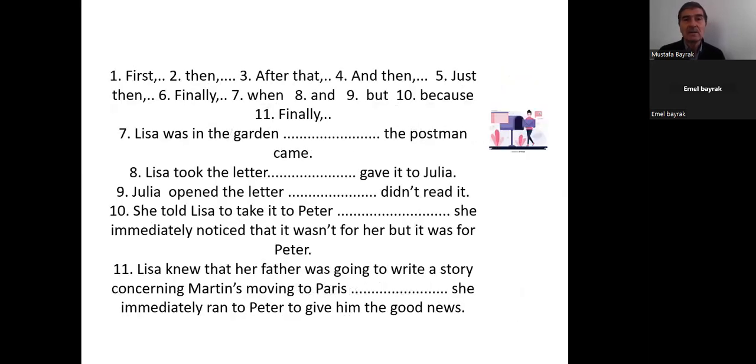Lisa was in the garden when the postman came. Lisa took the letter and gave it to Julia. Julia opened the letter but didn't read it. She told Lisa to take it to Peter because she immediately noticed that it wasn't for her, but it was for Peter. Because of privacy, Peter should read it.